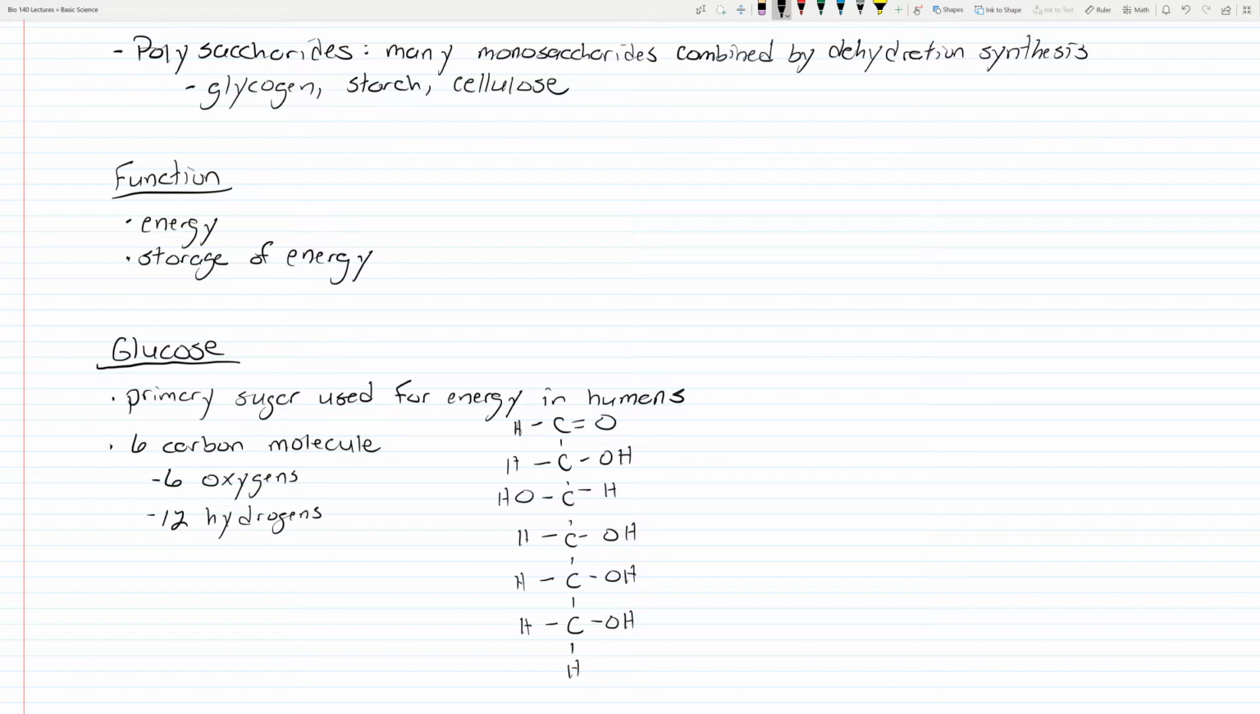Okay, so if we count them up, carbons: 1, 2, 3, 4, 5, 6. Then we count the oxygens: 1, 2, 3, 4, 5, 6. Then count the hydrogens: 1, 2, 3, 4, 5, 6, 7, 8, 9, 10, 11, 12. So there are 12. So this fits the rule. This is what glucose looks like in the linear form. It's called the straight chain.